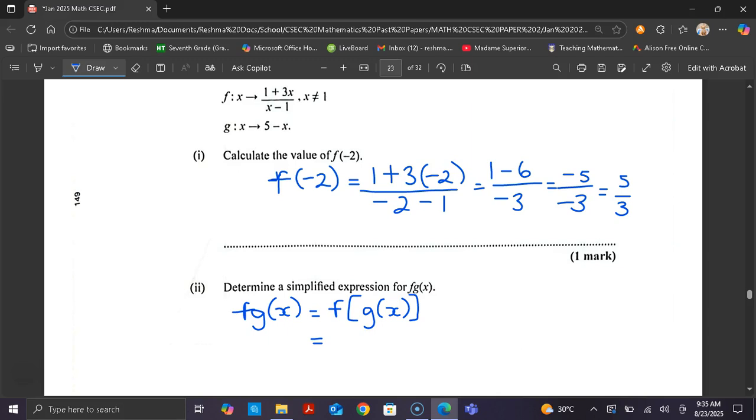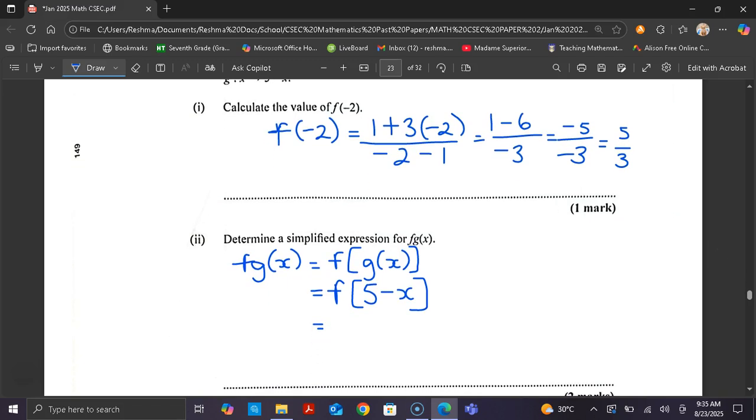So g of x was 5 minus x, and f of x is (1 plus 3x) over (x minus 1). So if g of x is 5 minus x, then what we're actually finding is f of 5 minus x, which means we're going to replace the x in f of x with, instead, 5 minus x. So it will be 1 plus 3 times, and we're going to substitute the 5 minus x here. And we do the same thing in the denominator. We're going to substitute 5 minus x as well.